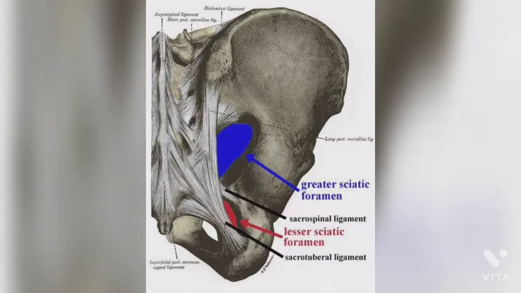The greater sciatic foramen is the opening in the posterior human pelvis. It is formed by the sacrotuberous and sacrospinous ligaments. The piriformis muscle passes through the foramen. The greater sciatic foramen is wider in women than men. All the arteries and nerves of the gluteal region enter the gluteal region through the greater sciatic foramen and leave it through the lesser sciatic foramen. The lesser sciatic foramen is represented by the red mark and the greater sciatic foramen is represented by the blue mark.